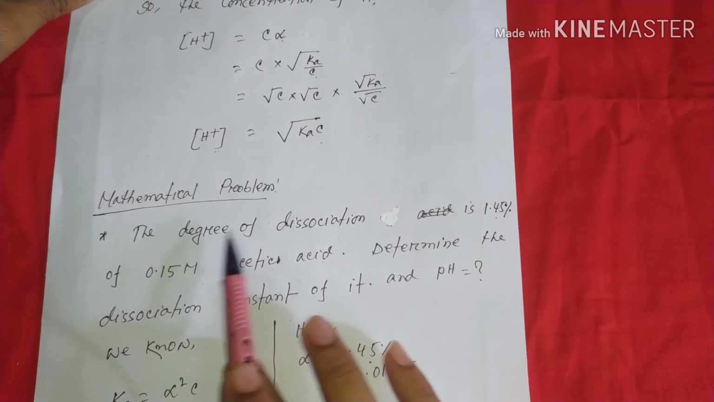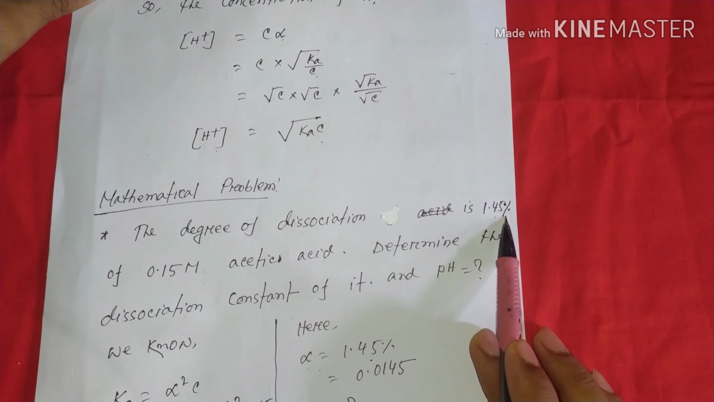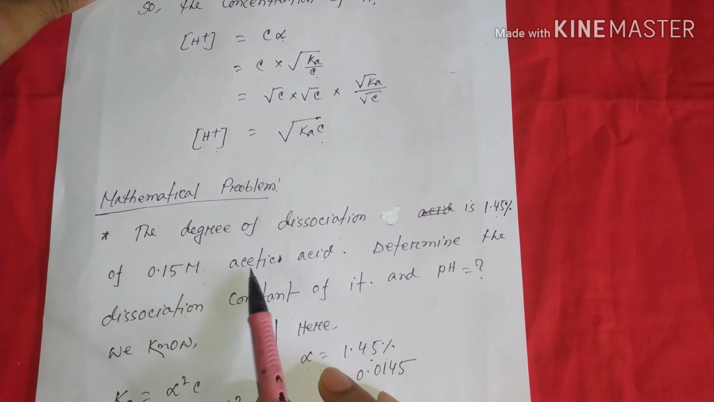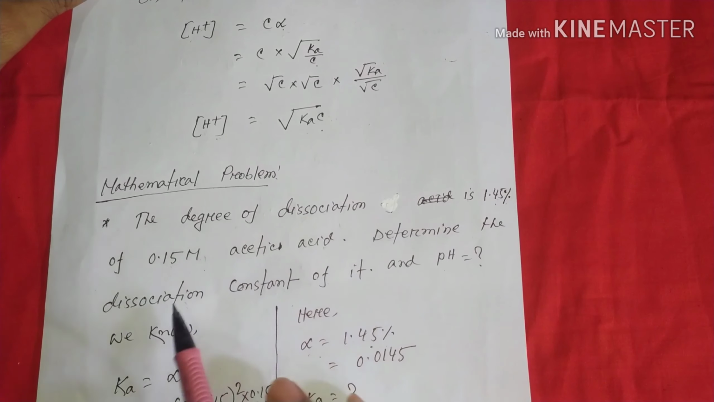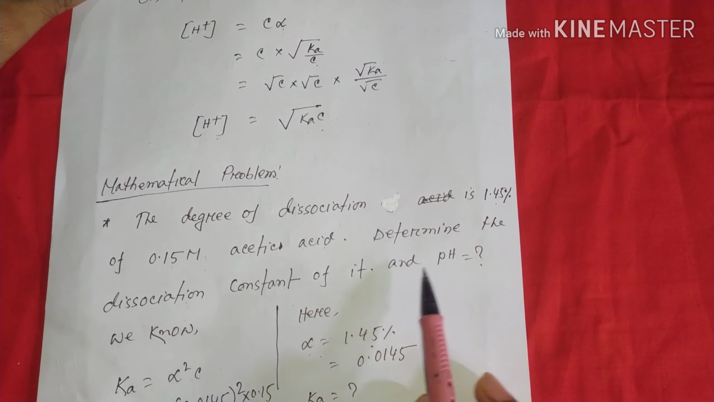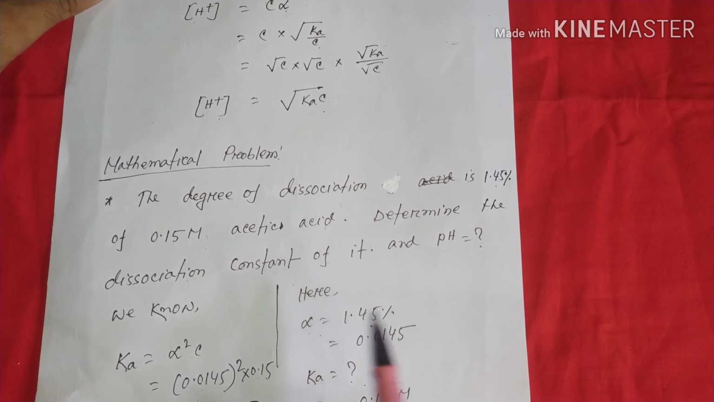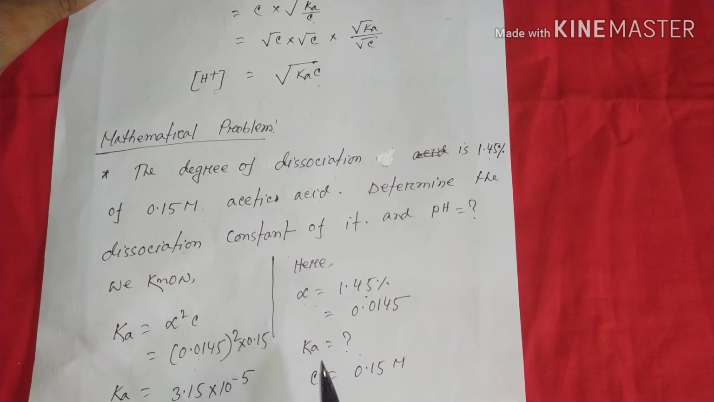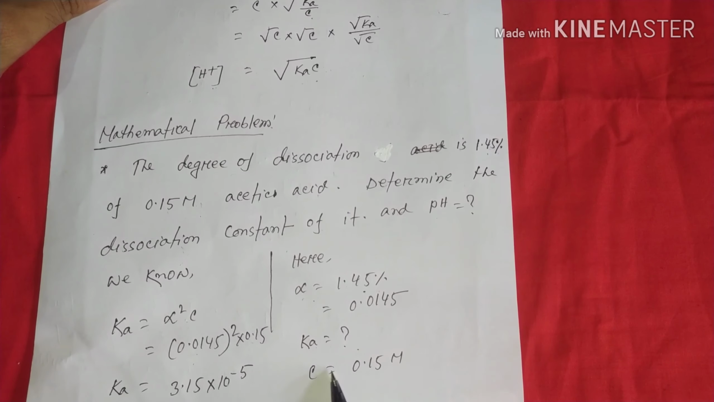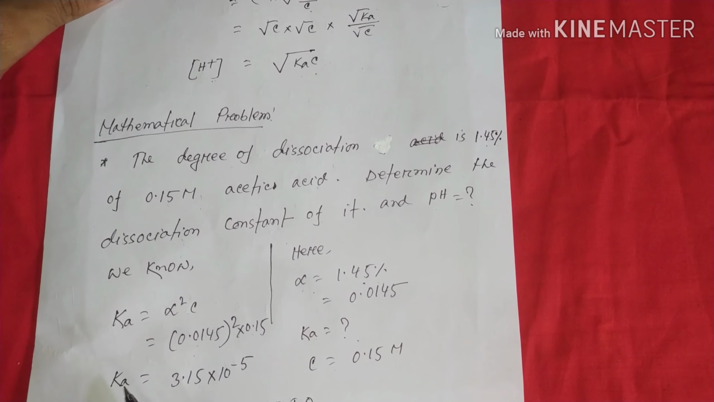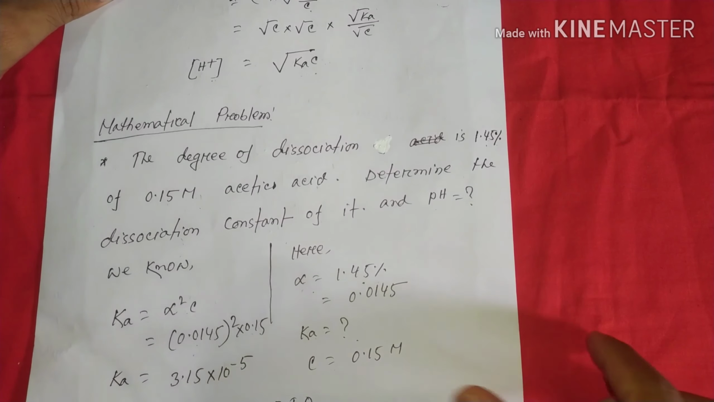Mathematical problem. The degree of dissociation is 1.45% for 0.15 molar acetic acid. Determine the dissociation constant of the acid and the pH of this acid. So here the degree of dissociation is given as 1.45%, and we have to find the dissociation constant of acid K, and the concentration is given as 0.15 molar. You know K is equal to alpha squared C. Putting the values, finally we get K is equal to 3.15 times 10 to the power minus 5.